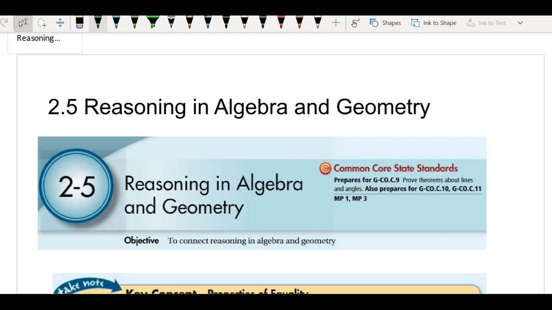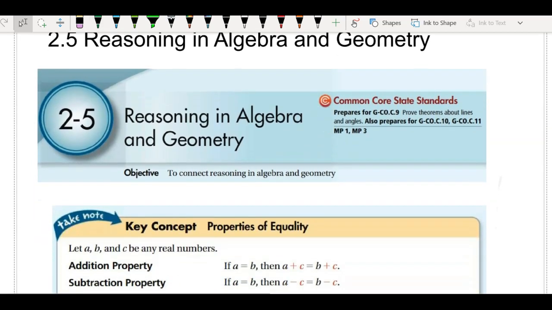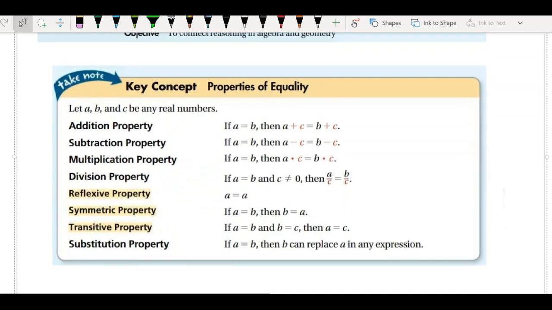Okay, this is section 2.5, Reasoning in Algebra and Geometry. So our goal today is to be able to connect reasoning in algebra and geometry. To accomplish this, we're going to use a few properties of equality. We've all talked about these properties before.